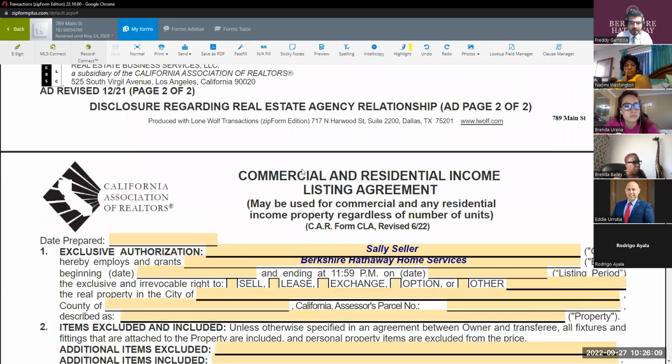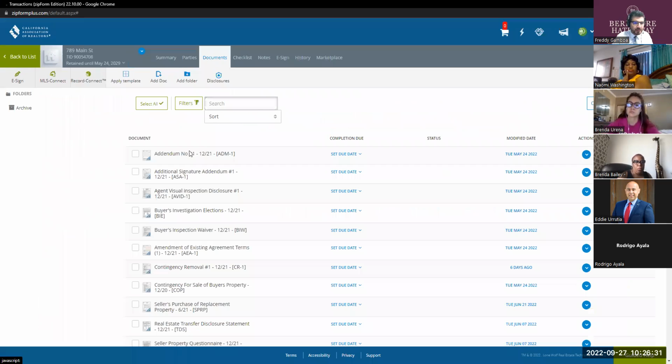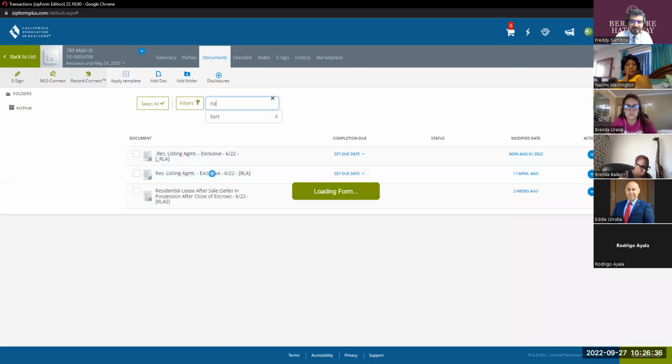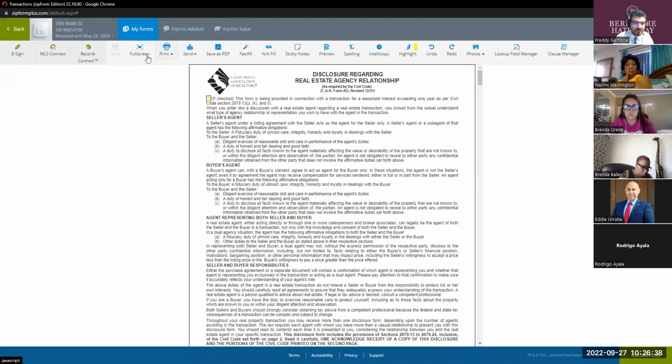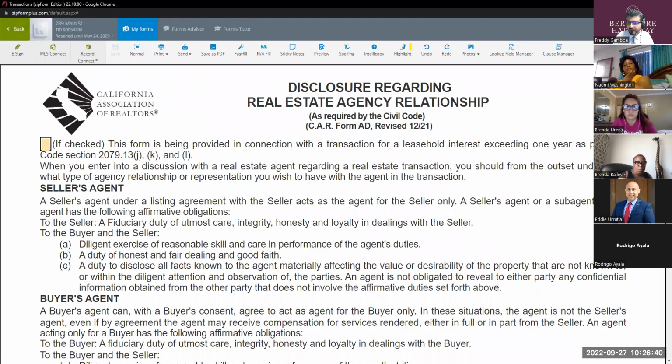And here it is: the commercial and residential income listing agreement may be used for commercial and any residential income properties, regardless of the number of units. So this is CAR form CLA. Yes? Thank you. I only bring it up because the 6/22 form replaced the RILA, remember? Yes, sir. Correct. Okay, let's move on.